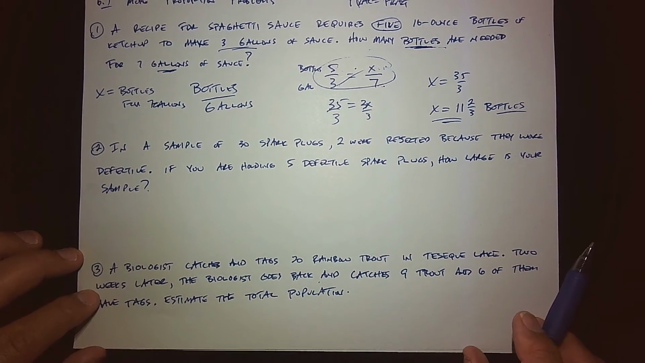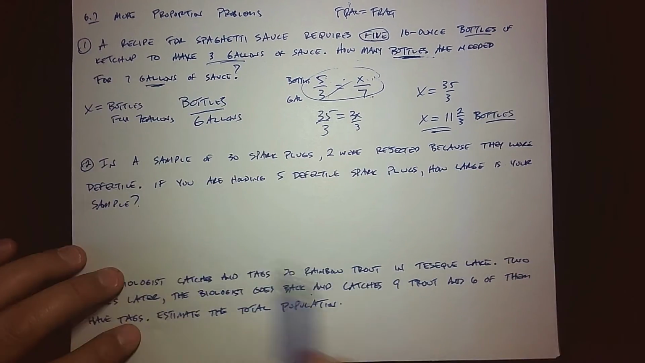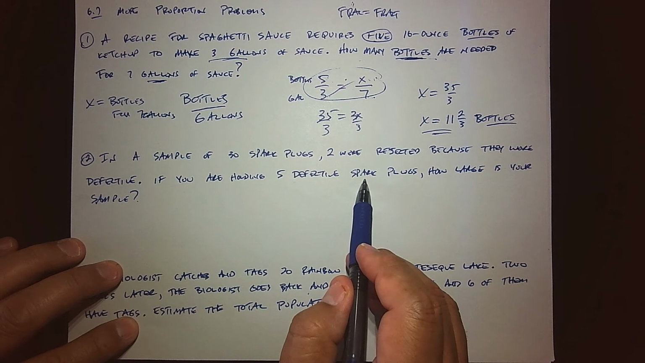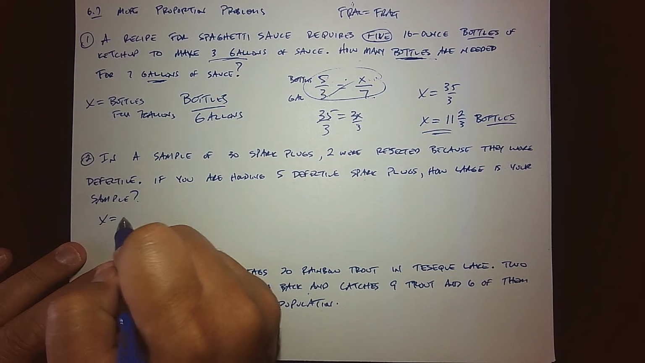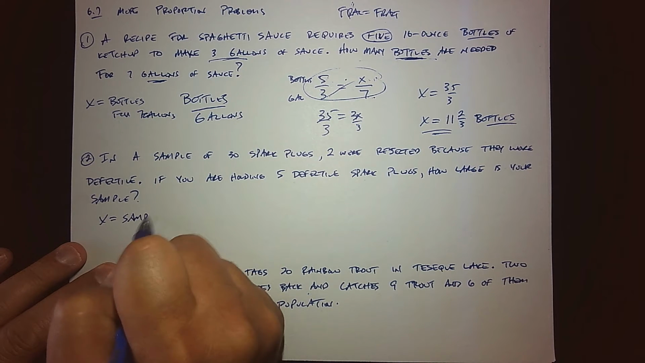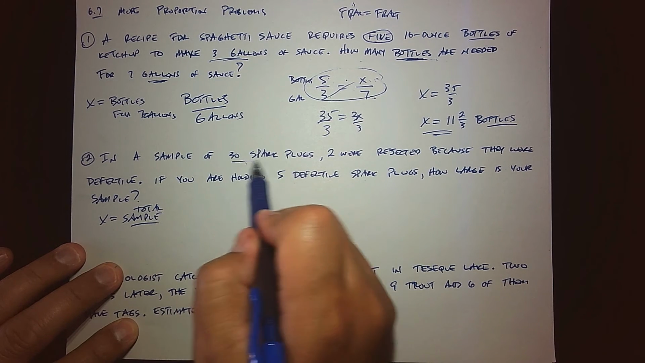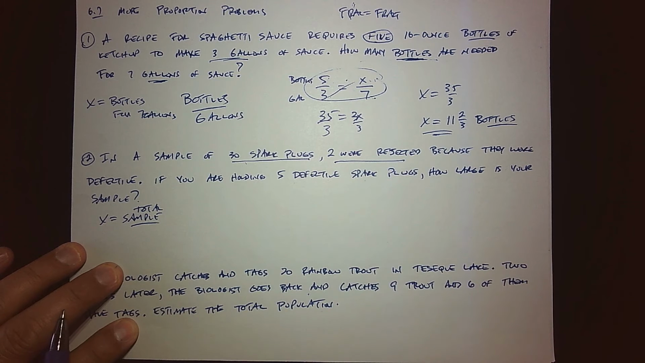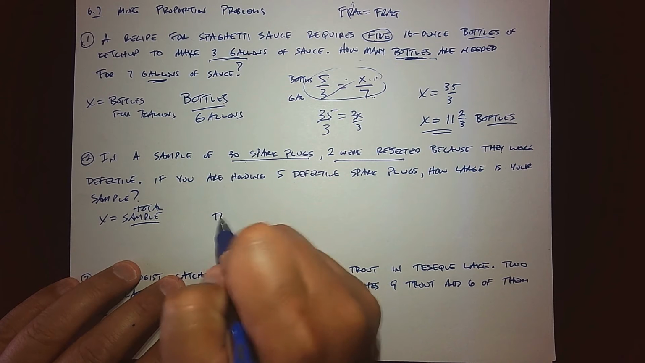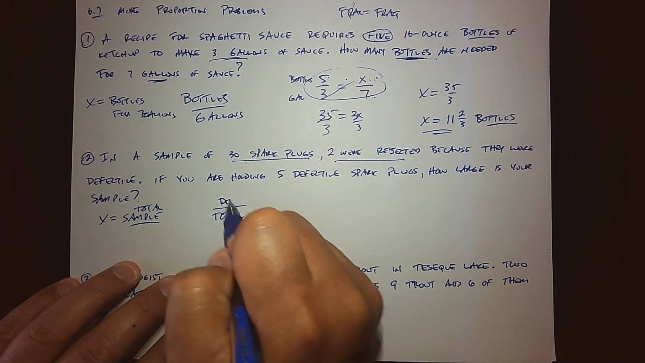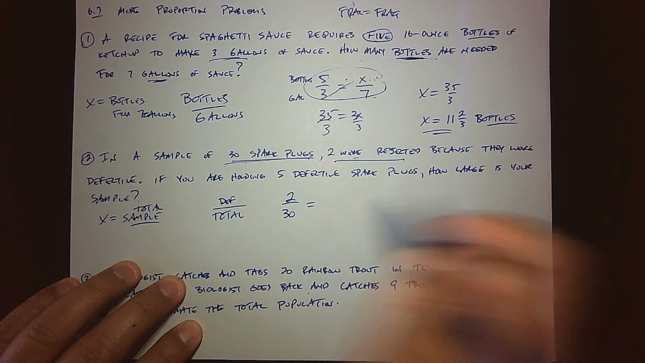So the next one, we have a sample of 30 spark plugs, and 2 were rejected because they were defective. If you are holding 5 defective spark plugs, how large is your sample? Alrighty, so again, X is basically the total sample, if you would. And what we know is that a sample of 30 contains 2 rejected defective spark plugs. So how about I put the total down on the bottom and the defects up on the numerator. So this first information gives us the fraction 2 over 30.